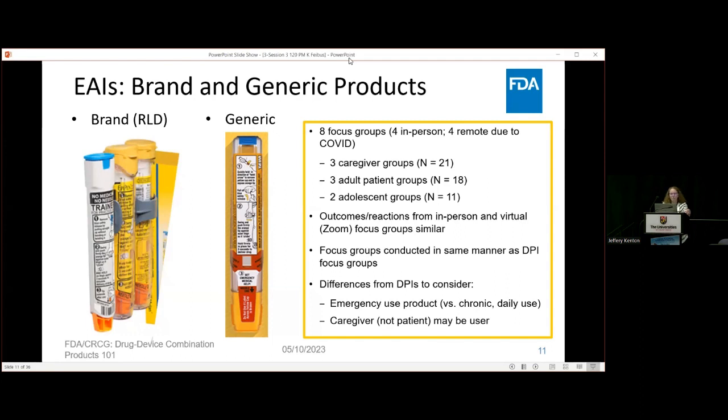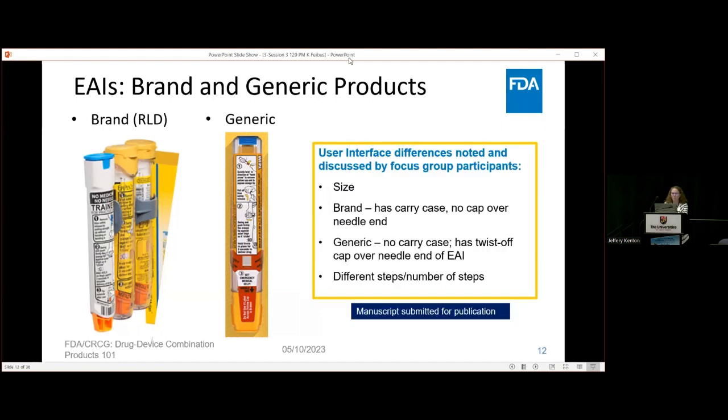The differences with these products as compared to the dry powder inhalers, just to go back to what's your population, what's your setting of use: here you have an emergency use product. It is not a chronic daily use product, and it may be administered by the caregiver and not just by the patient. Those were 2 differences for this particular product compared to the dry powder inhalers.